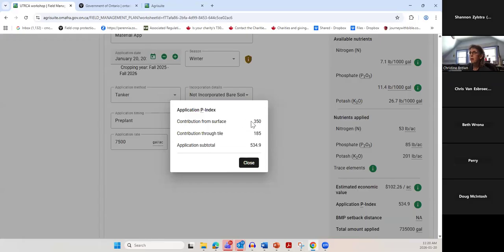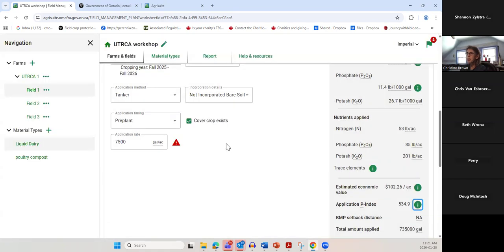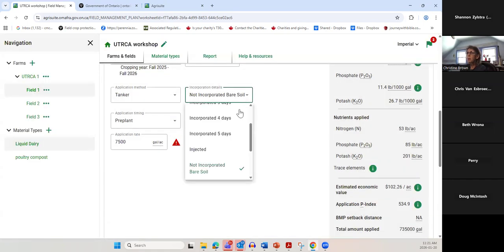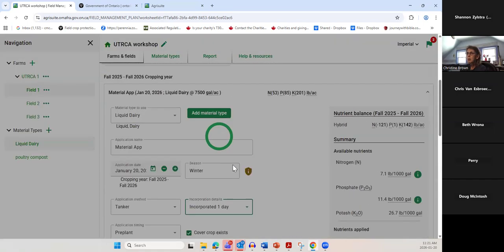So it tells me my contribution from surface runoff is 350. My contribution through tile is 185. So basically pretty high risk. But if the phosphorus index is green, I'm kind of surprised it's green. I don't know where it turns yellow. But it does give you an indication, and it's the same with the nitrogen index. So obviously we're not going to do enter.